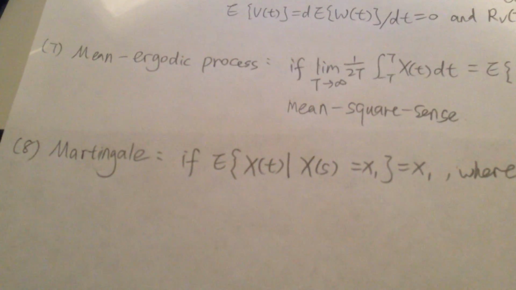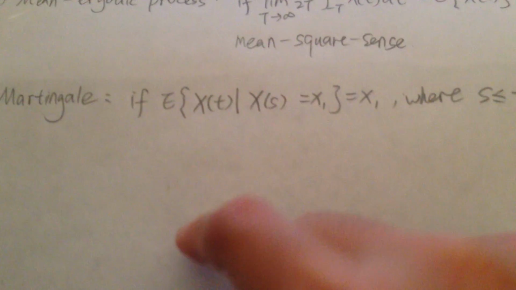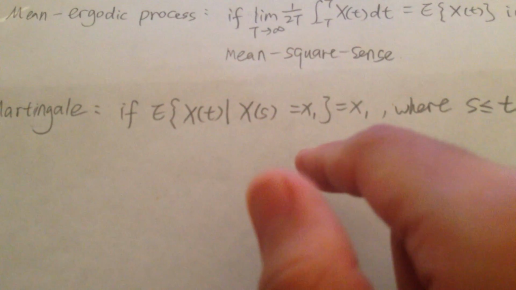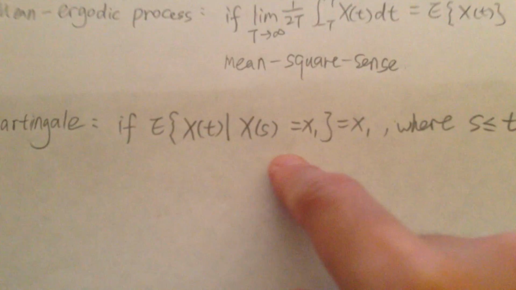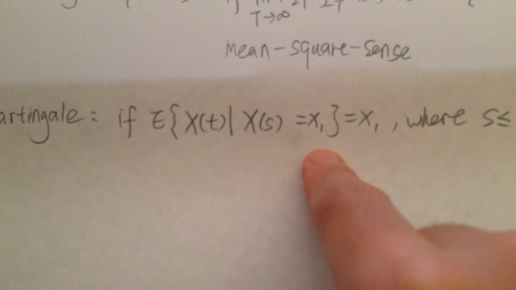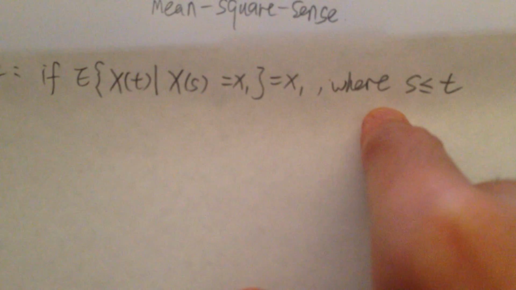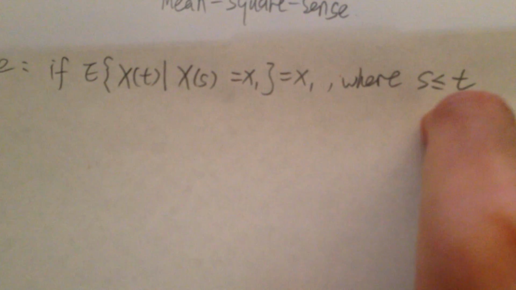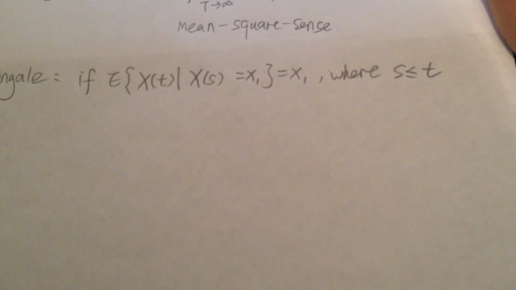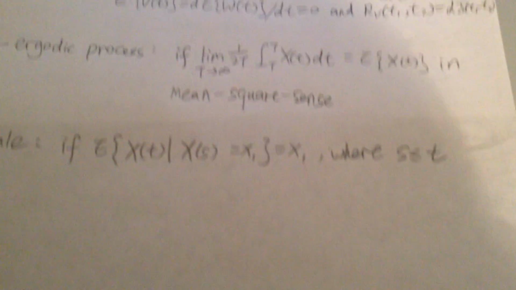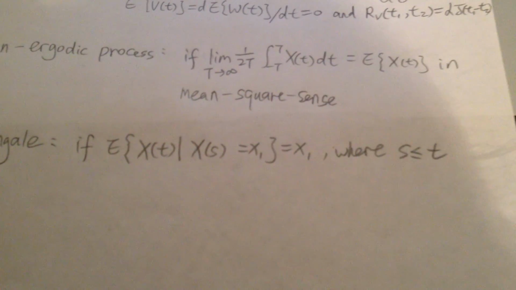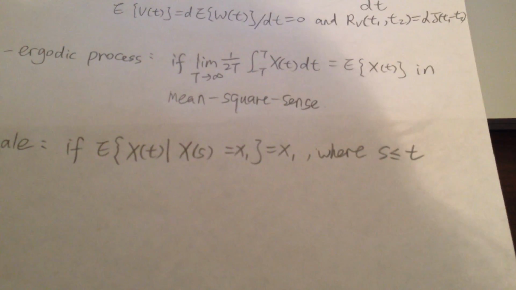The last one is the martingale. We say a stochastic process x(t) is a martingale if the expectation of x(t) given x(s) equals x(s), for all s less than or equal to t. Then it's a martingale. A little discussion for martingale: the conditional mean equals the condition. This is true for a random walk and a Wiener process.